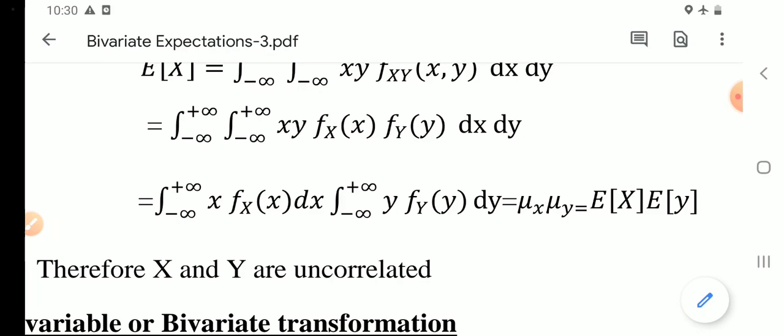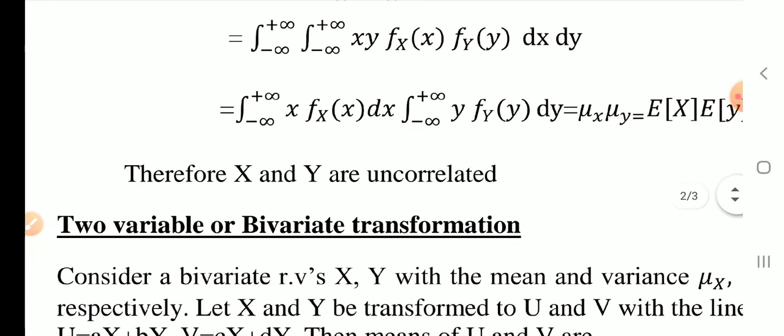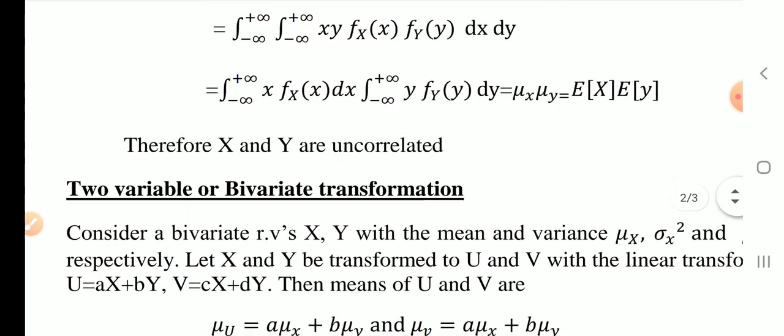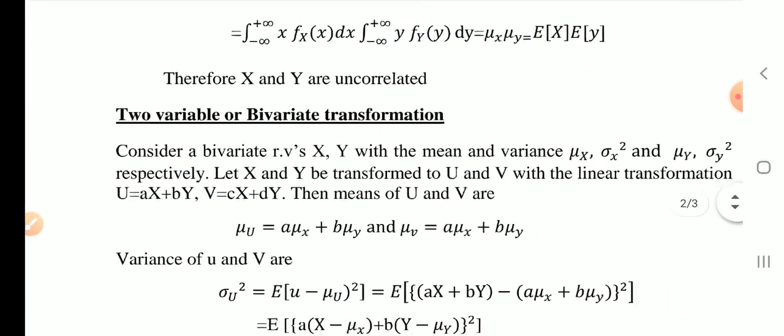So we have learnt the condition that when E of XY is equal to E of X into E of Y, the random variables X and Y are uncorrelated. So with this we finish a few problems in bivariate expectations.